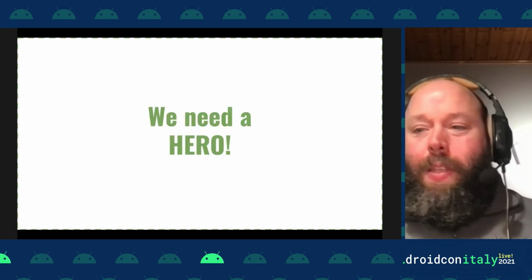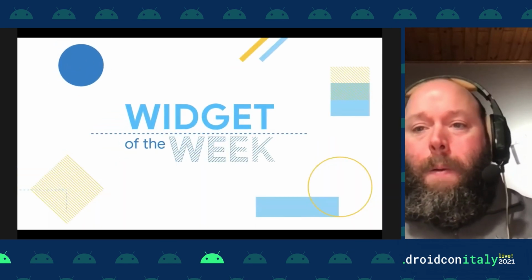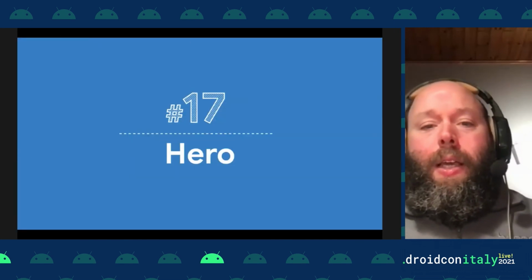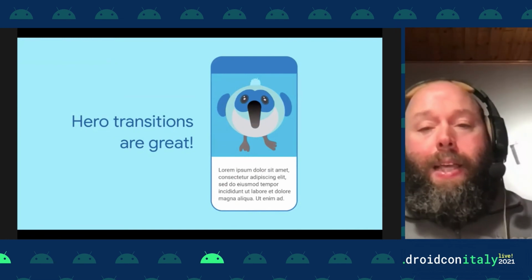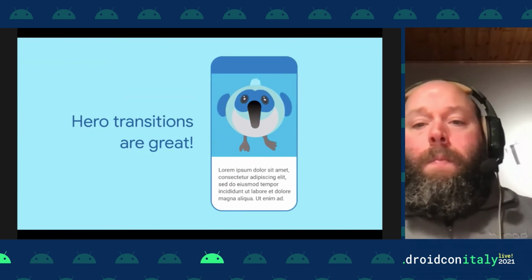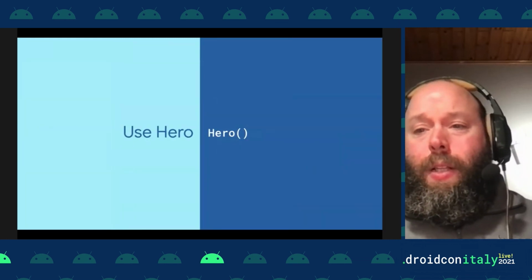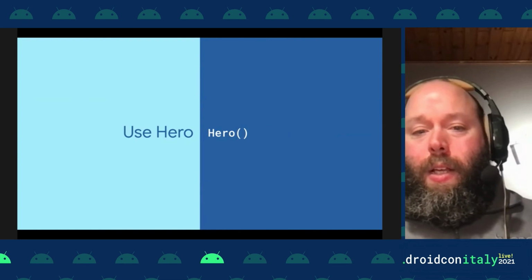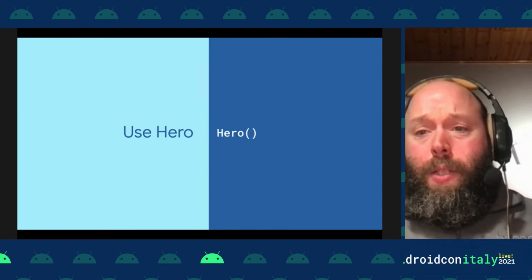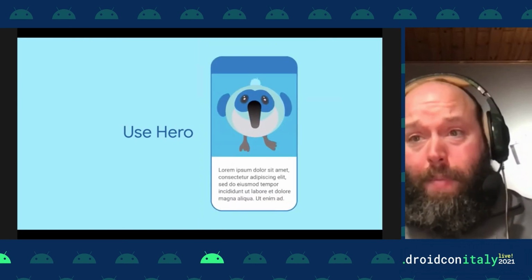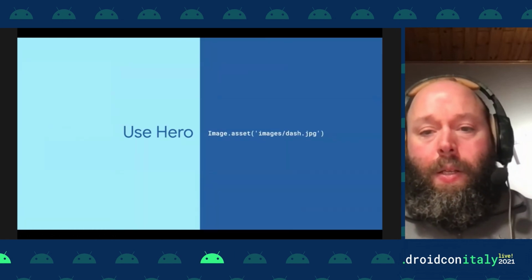For that we need a hero. You may be familiar with the hero animation in Android. Basically, the hero animation is when you have a widget in one screen and you want to animate it to a different screen. This is done with the hero animation in Android, and this is done with the Hero widget in Flutter itself. So we need to use a hero. The hero is incredibly easy to use in Flutter. Let's see how it can be used.